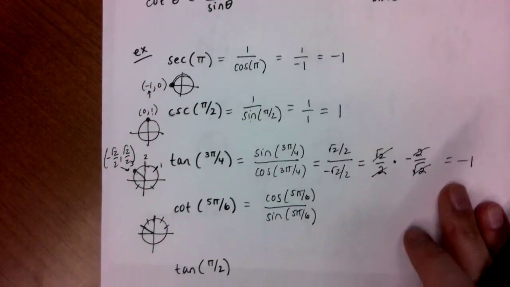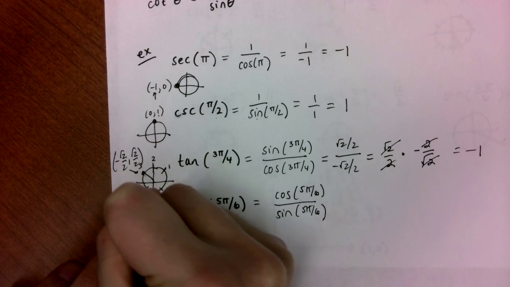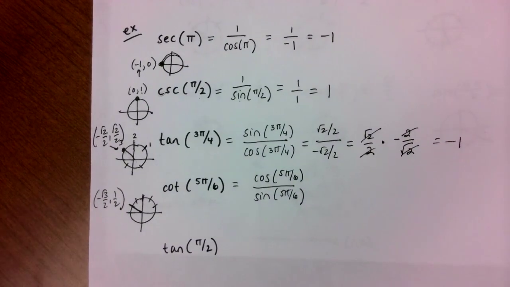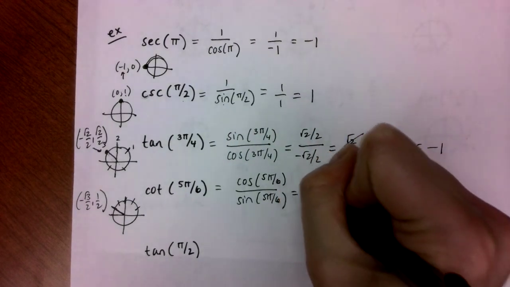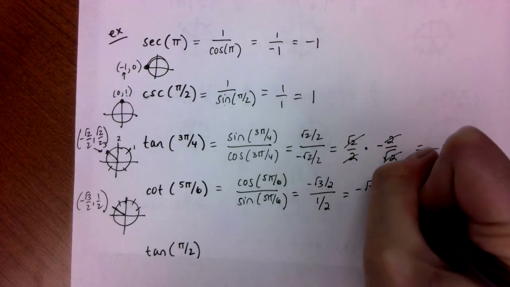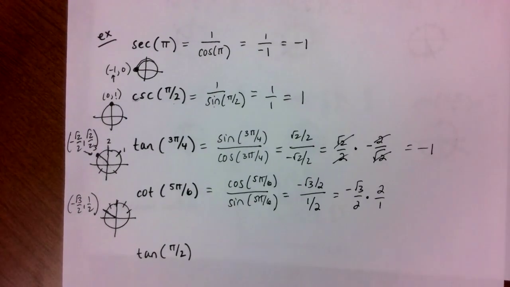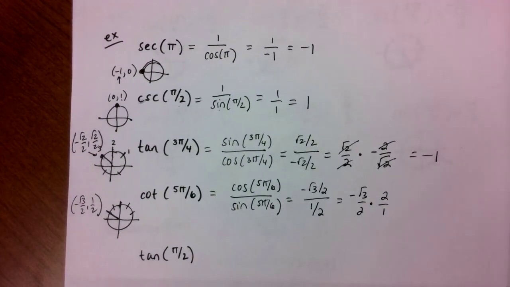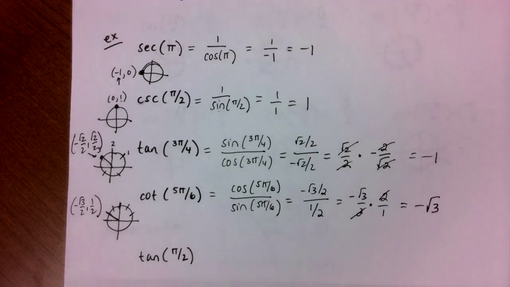So these coordinates are negative root 3 over 2, positive 1/2. All right, so that's my cosine and sine respectively. We'll put them in their spots to compute. Again, to simplify this, we do times the reciprocal of the denominator. The 2's cancel each other away, and my final answer is negative square root of.